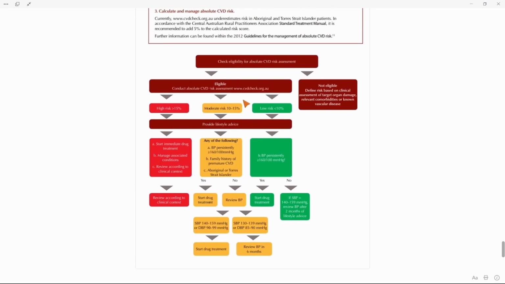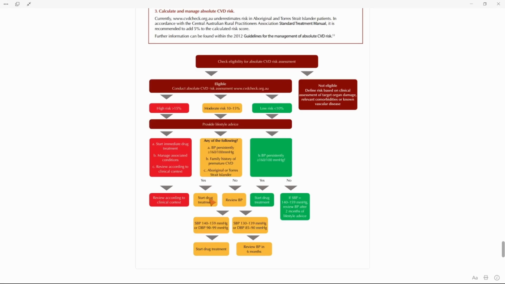So here's a flowchart from the 2016 guidelines. We check the eligibility for absolute risk assessment, and then we conduct the CVD risk assessment on the website. If they're high risk, now it's 10%, not 15%, then we start immediate drug treatment. If they're at intermediate risk, the new guidelines is 5 to 10%, not 10 to 15. And we recommend starting medications if the patient is happy to after shared decision making, or if they also have any of the following: blood pressure of greater than 160 over 100, or any other risk factors that put them at high cardiovascular disease risk.